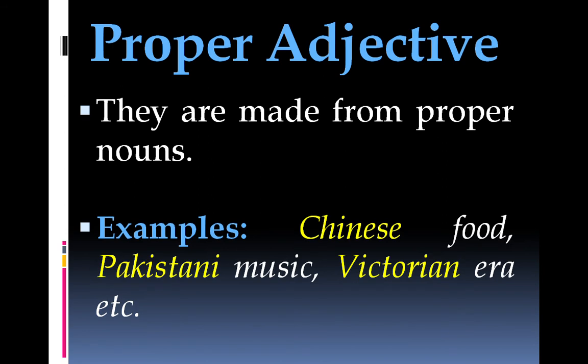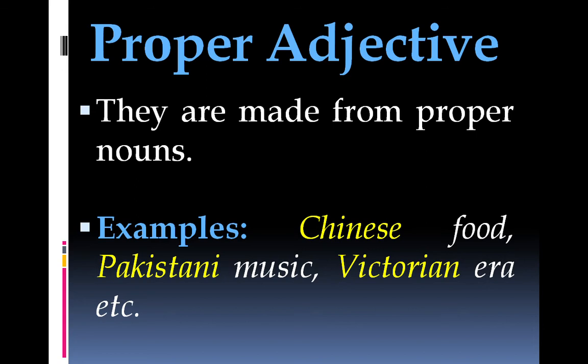Examples are Chinese in Chinese food, Pakistani music, Victorian era. Proper adjectives are made out of the names of countries, the names of cities, the names of famous personalities, etc. Like Victorian is from Queen Victoria, Chinese is from the country China, Pakistani from Pakistan.